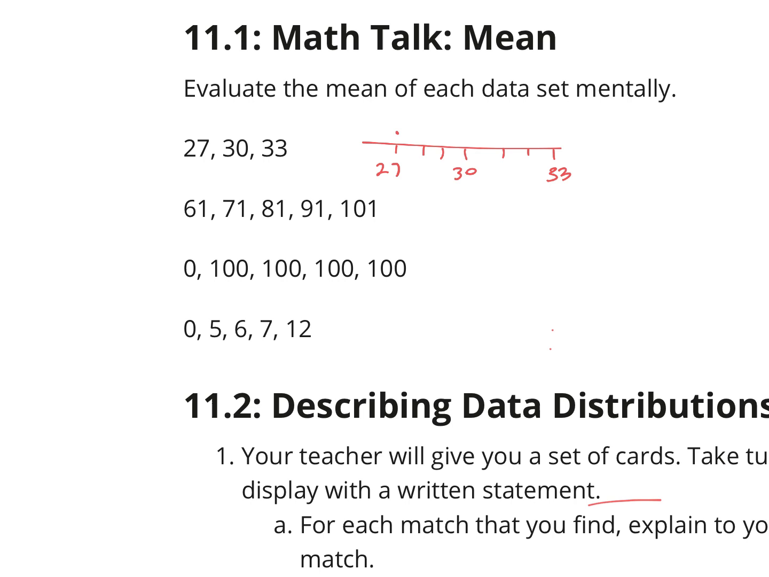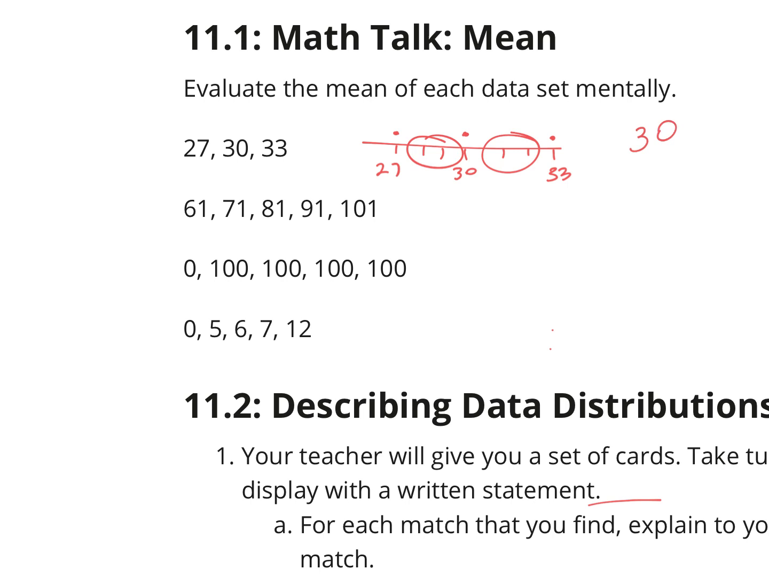Since this is symmetrical data, we can see here they both have 2 spaces in between them. We know that the mean and median are going to be equal to each other. So in this case, the median is 30, so that means that the mean is also 30.